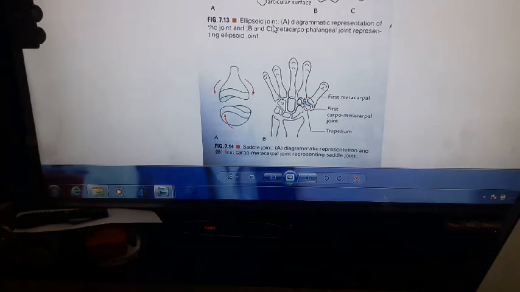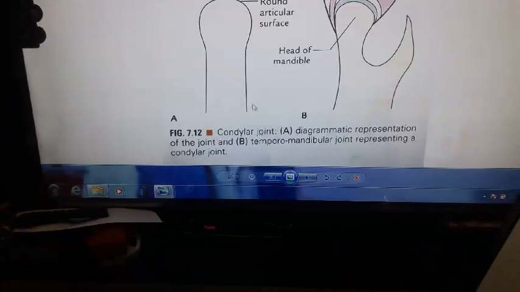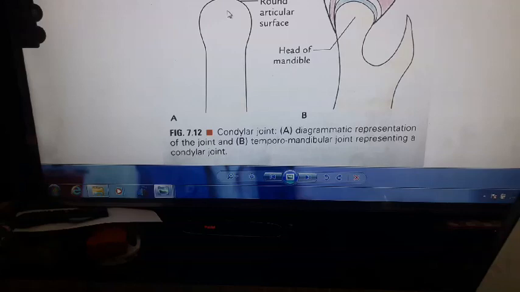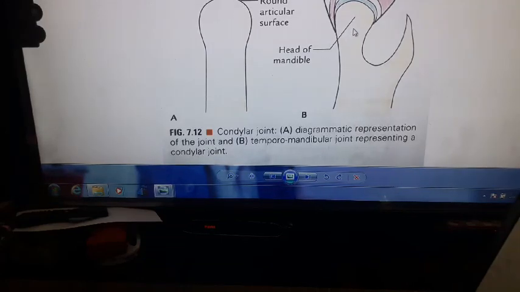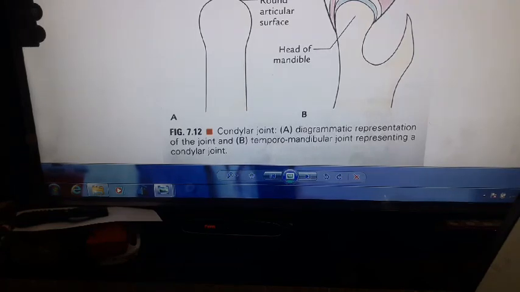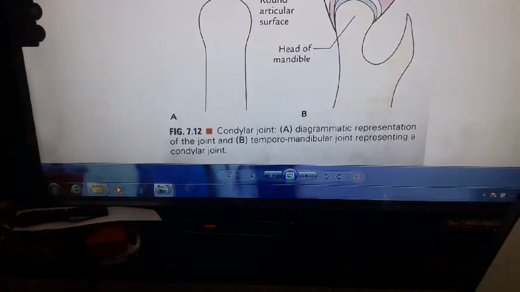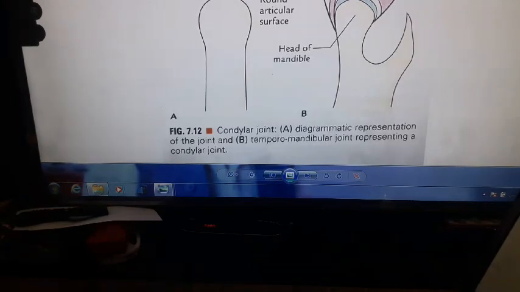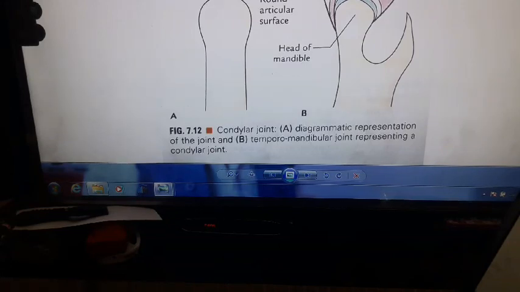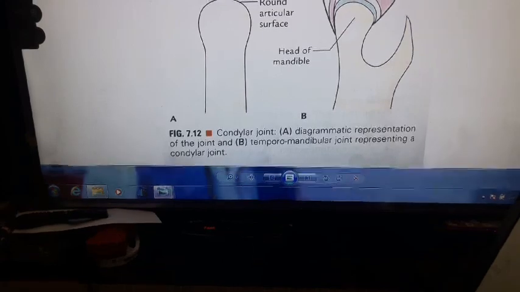This is the ellipsoidal joint. Then come to the condylar type. Condylar type means the condyle, a round surface, the head of the mandible. This condyle articulates with the articular surface, the socket of the temporal bone, called the TM joint, temporomandibular joint. The condylar type example is the temporomandibular joint.